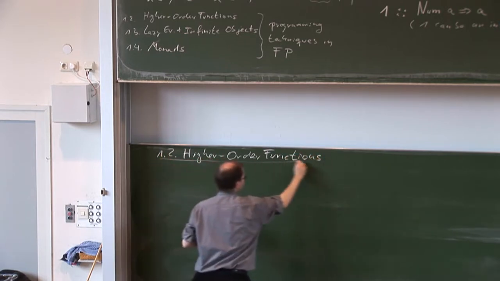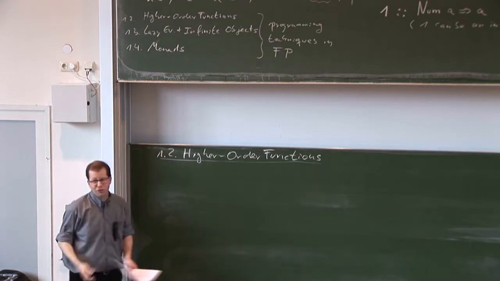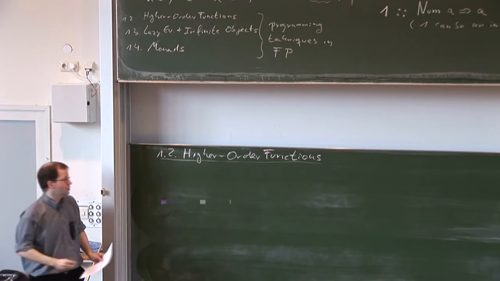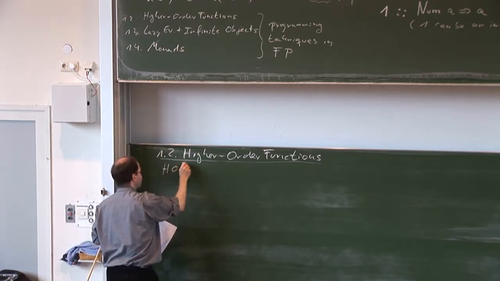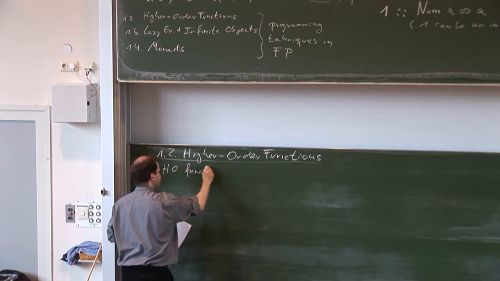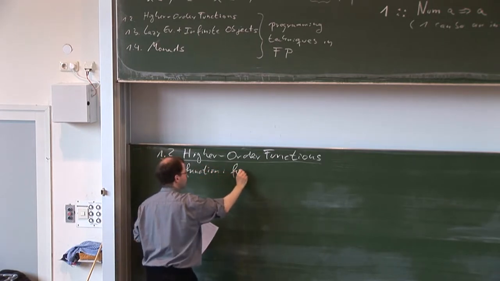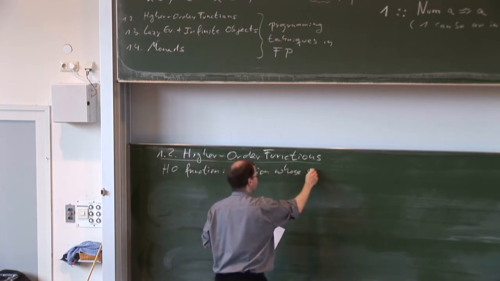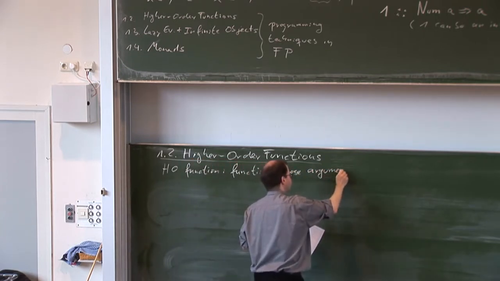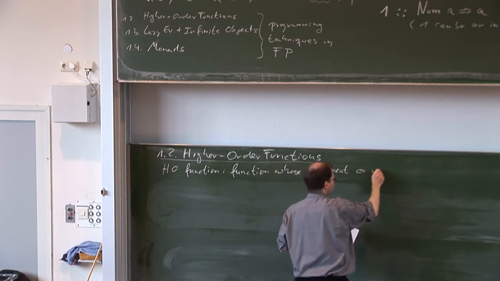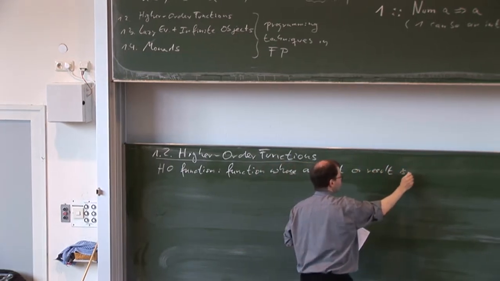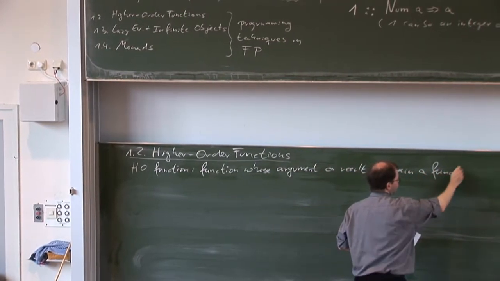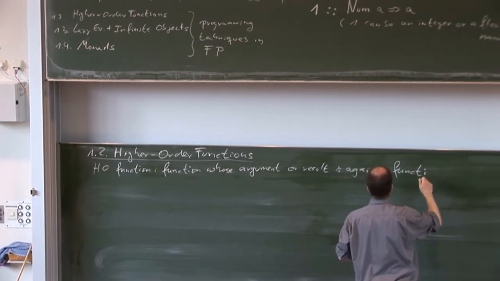So what's a higher order function? A higher order function is a function where the argument or the result is again a function. So a higher order function is simply a function whose argument or result is again a function. So these are functions which do not operate on integers or booleans, but on functions again.